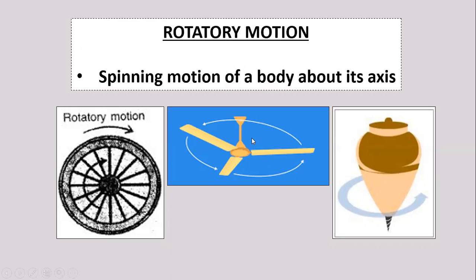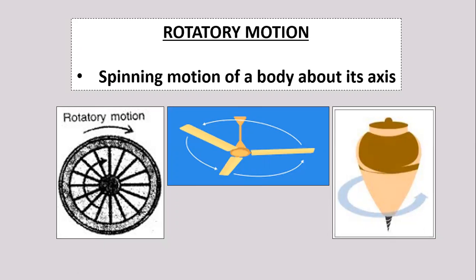A ceiling fan moves around its axis. This is an imaginary line passing through this point, and the blades of the fan are moving around this axis. The spinning top: the axis would be over here in the center, vertical, and this top is spinning around its axis, on its axis.